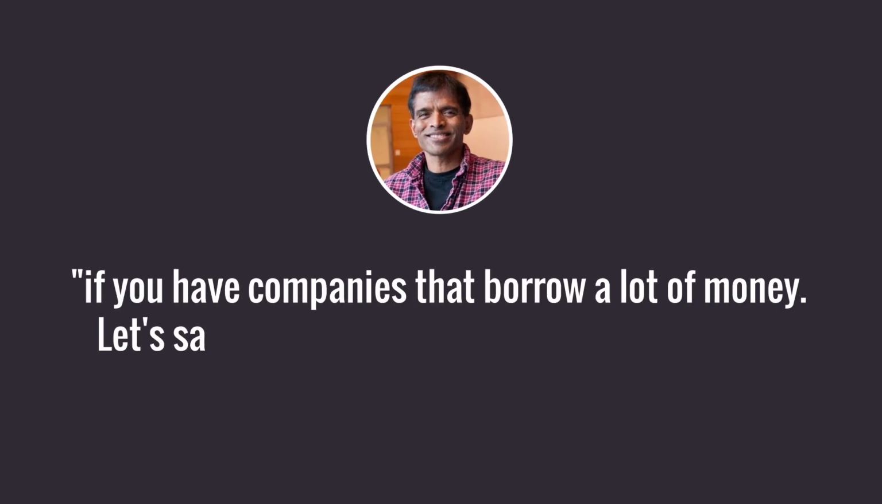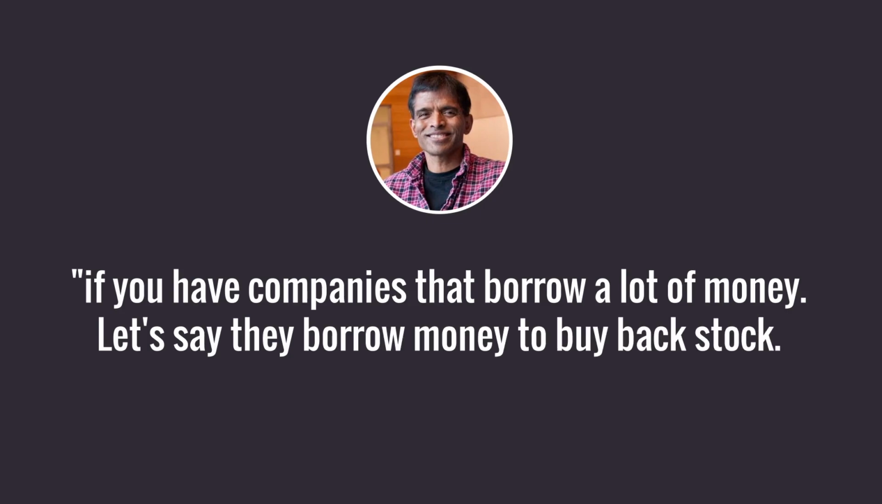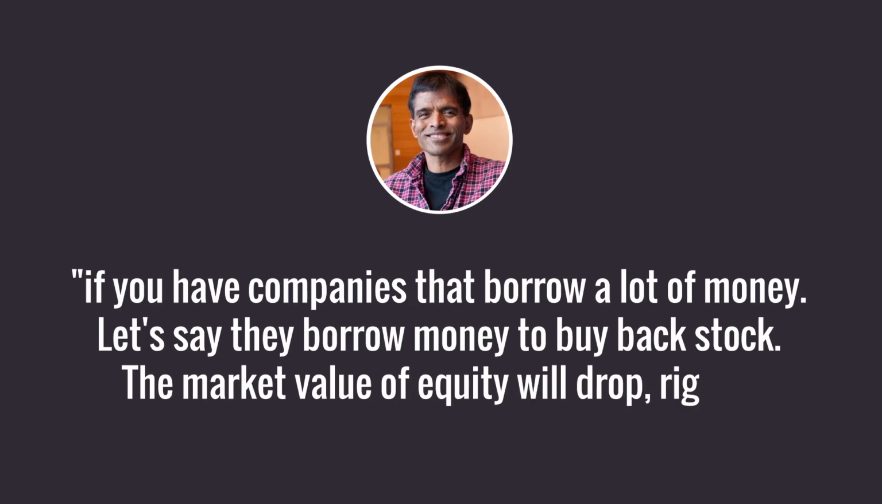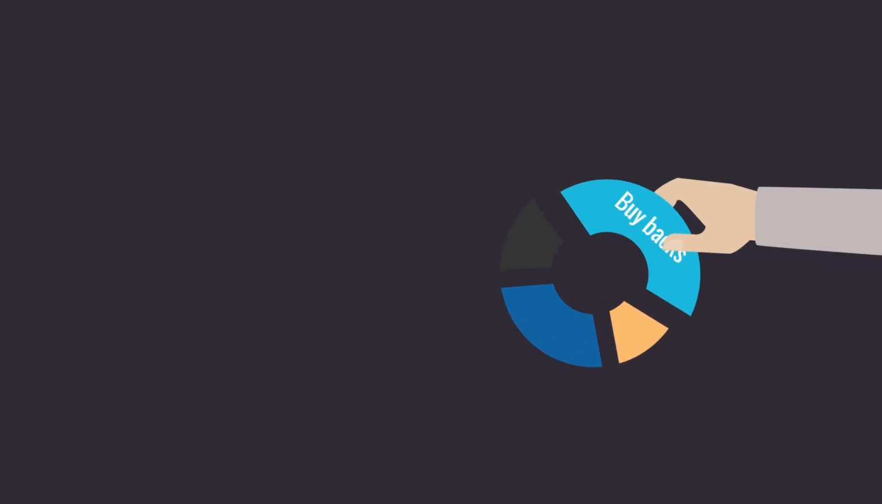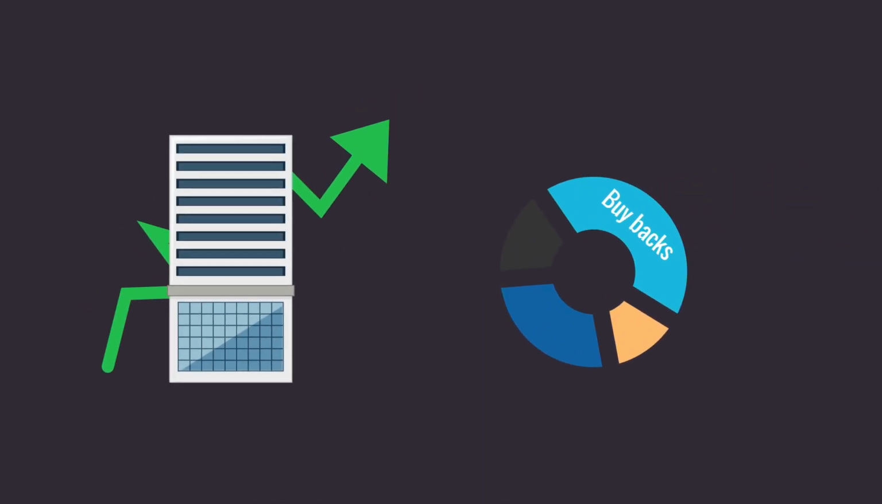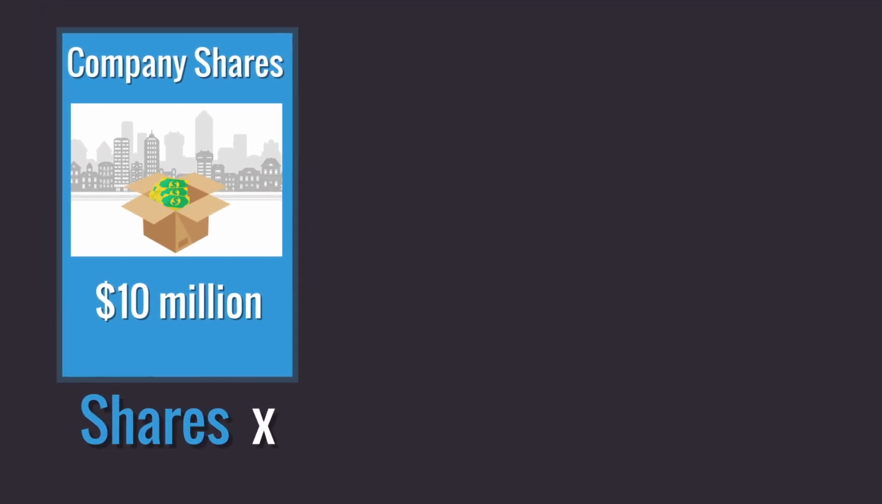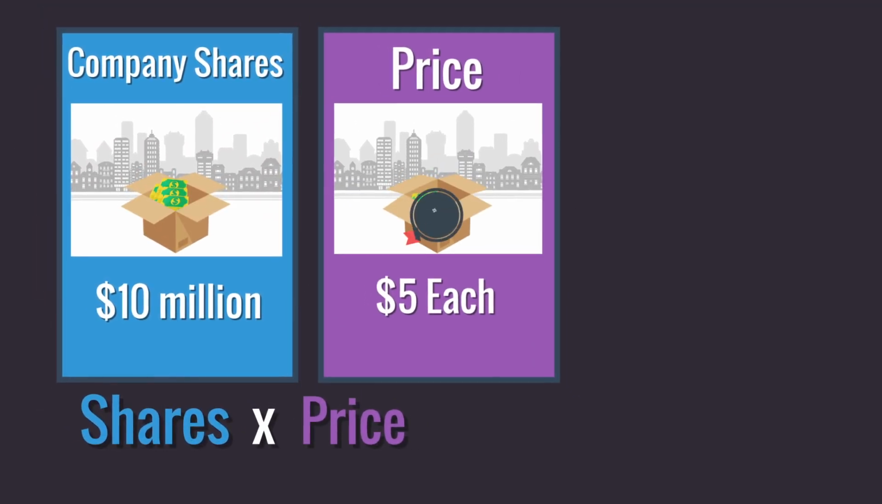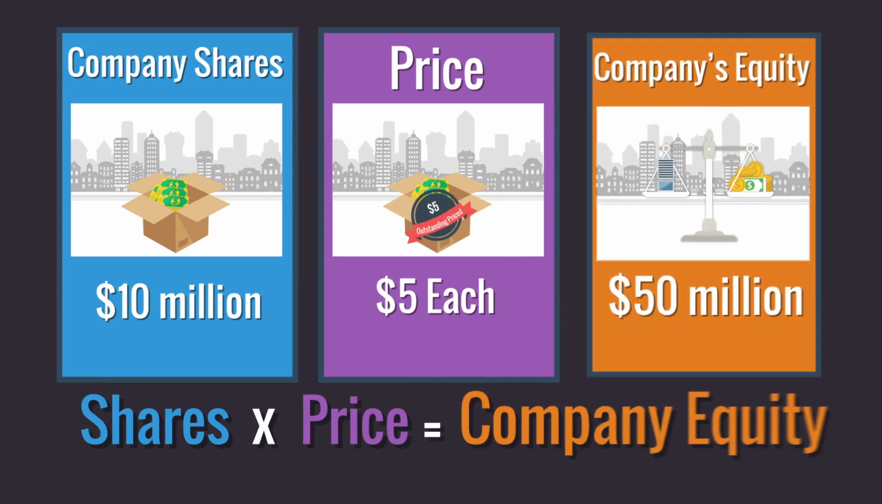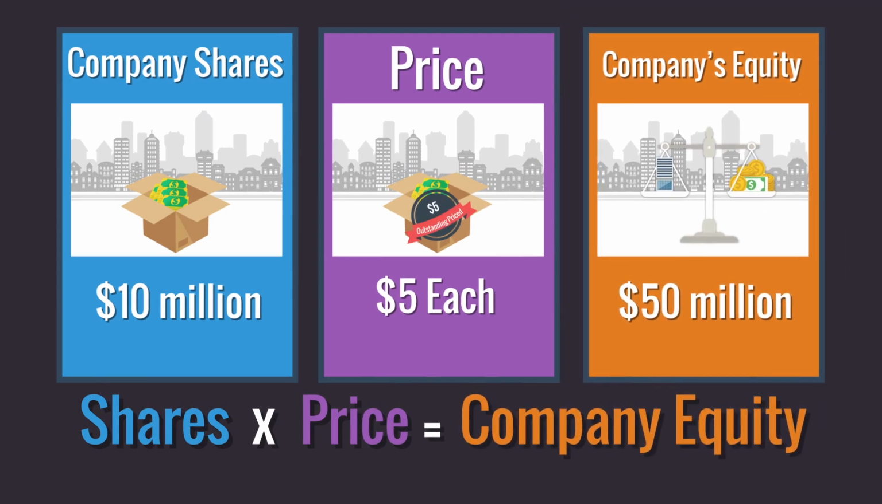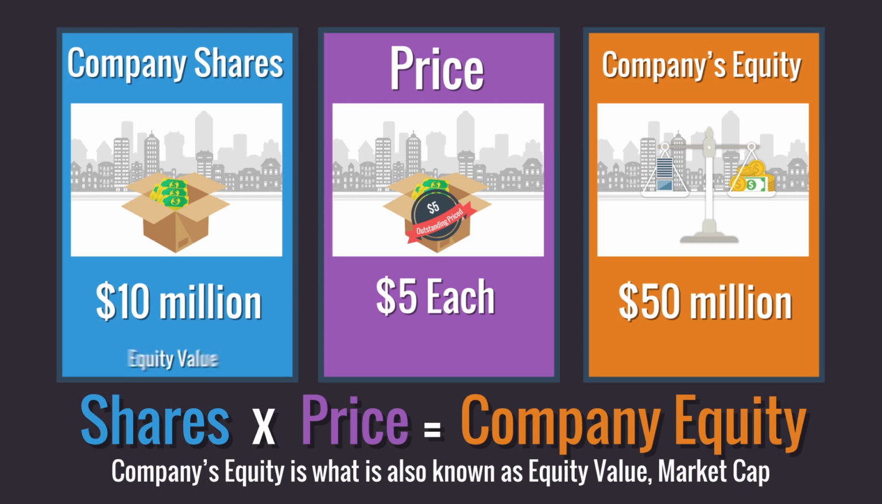In Aswath's example, he states that if you have companies that borrow a lot of money, let's say they borrow money to buy back stock, the market value of equity will drop, right? Let's review why. Because in theory, a stock buyback should not affect the price per share of a company's stock. Suppose a company has 10 million shares outstanding priced at $5 each. The company's equity is worth $50 million. This valuation is known as the company's equity value, market cap, or market value.